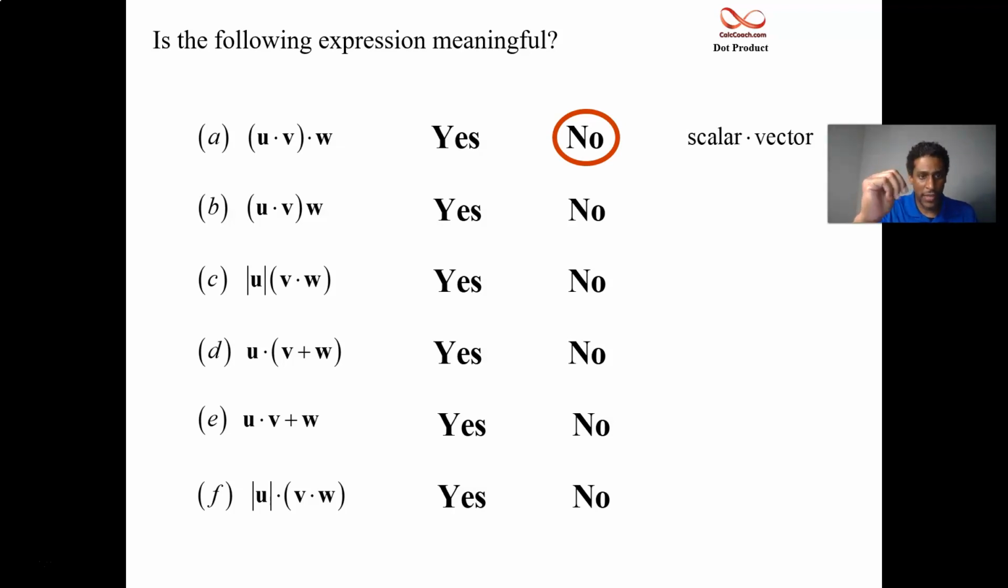Notice the contrast between A and B. In B, there is no dot before the W. So you'll still get the dot product from U dot V. And when it's written next to W like this, that doesn't mean dotted with W, that means scaled W. So W is being scaled by the dot product between U and V. So yeah, that's a very possible thing.